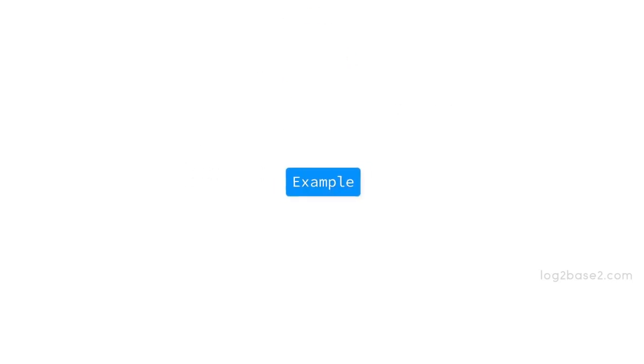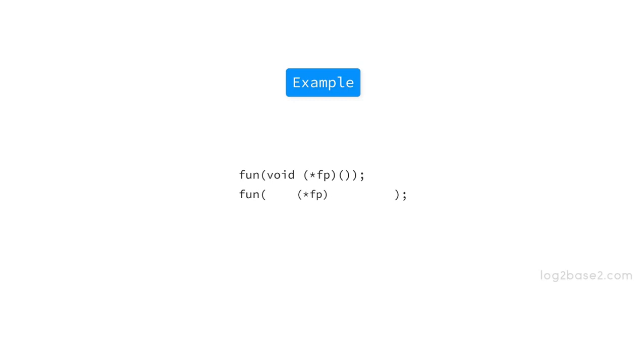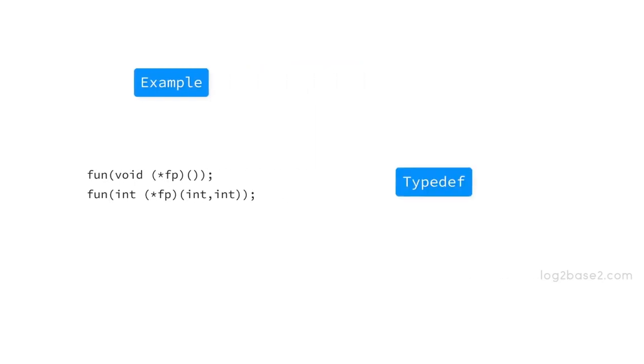See some examples. Say this is a function parameter to receive the function address which has return type as void and doesn't take any argument. Now see another example. This is a function parameter to receive the function address which has integer as return type and accepts two integer variables. But it seems slightly complex, so we can use typedef for this.